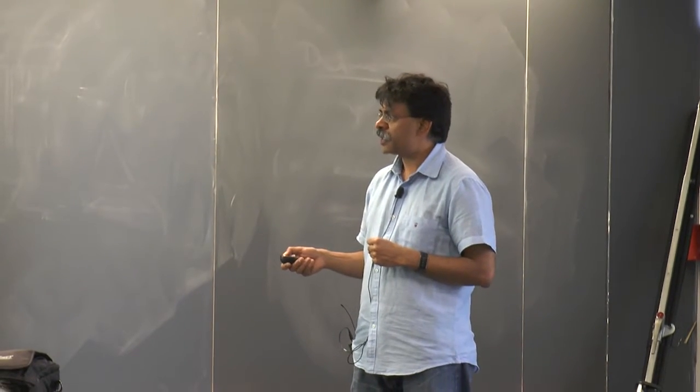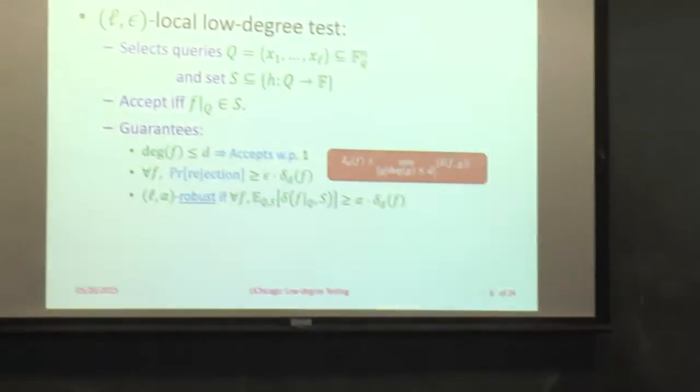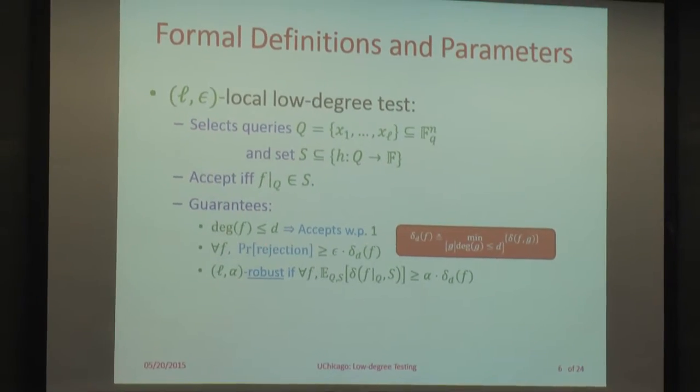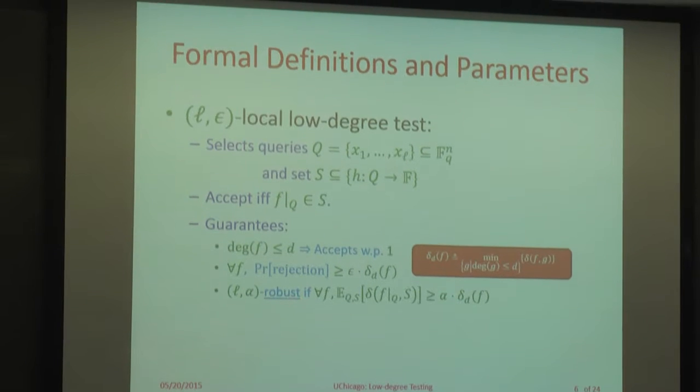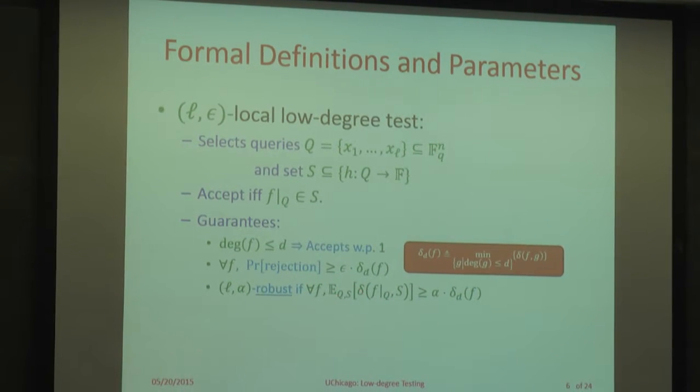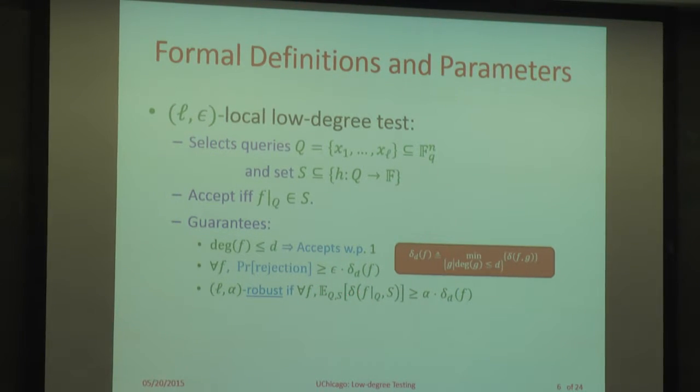There are two parameters, and alpha is very closely related to that epsilon, L is the same. We will say the test is L alpha robust if for every function the expected distance of the function on the local view is at least alpha times the total global distance of the function. Does this make sense? So the test tells me how to sample Q and S. Once I look at Q and S, I can say how far is f restricted to Q from functions in the set S.